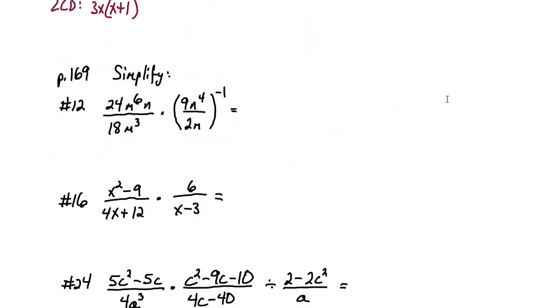On page 169, we were simplifying fractions. This is where we were multiplying and dividing fractions. Before we do any multiplying in the middle, let's fix this negative exponent. So let's write the first one exactly the same as it is. Keep the timesing, and flip that second fraction upside down.